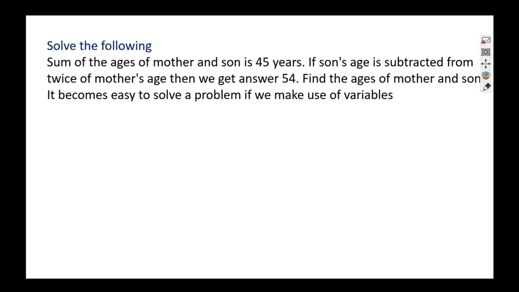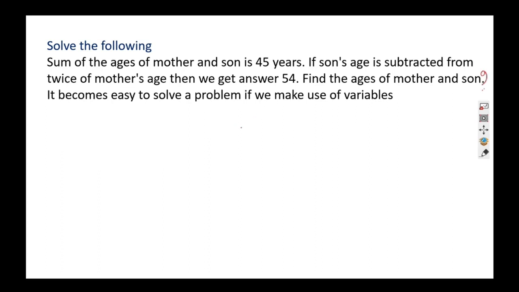What is the question? Sum of the ages of mother and son is 45 years. If son's age is subtracted from twice mother's age, then we get the answer 54. And I like this kind of question because there are certain relationships and situations. Find the ages of mother and son. Find the age of mother and son.